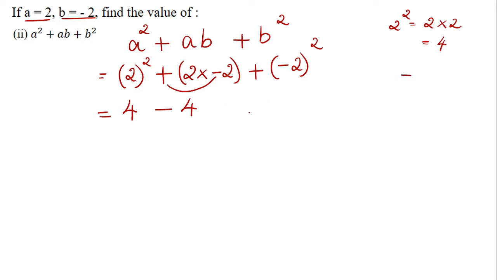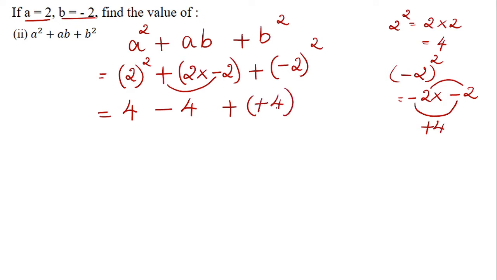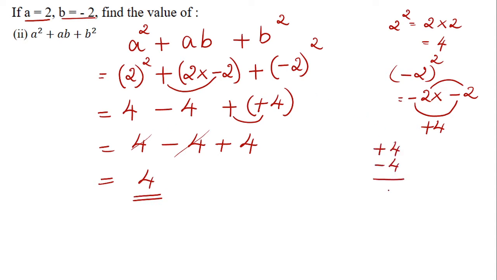And then plus minus 2 whole square. Minus 2 whole square is minus 2 into minus 2. Minus into minus is plus. 2 into 2 is 4. So plus 4. That's equal to 4 minus 4. Plus into plus is plus 4. So plus 4 and minus 4 gets cancelled. So the answer is 4. Or plus 4 minus 4 is 0.